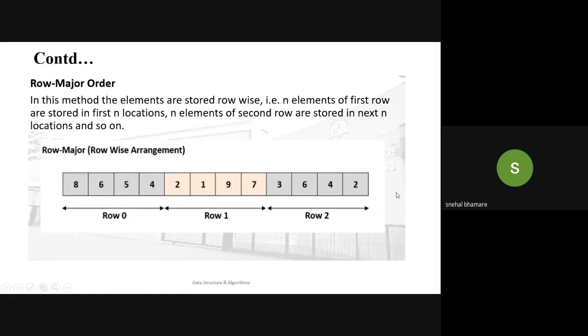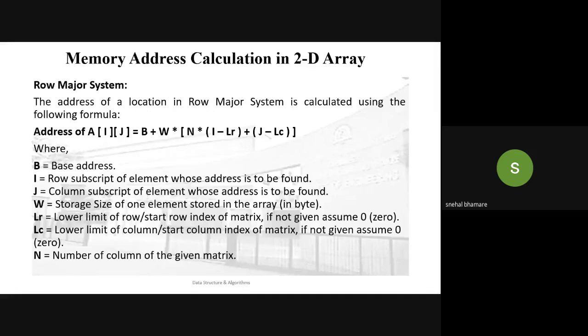If it is a row major order, then the elements will be stored row by row, and if it is column major, then the elements will be stored column by column. Okay, getting it? Now we will see how to calculate the memory address in 2D. First of all we will see the row major system.